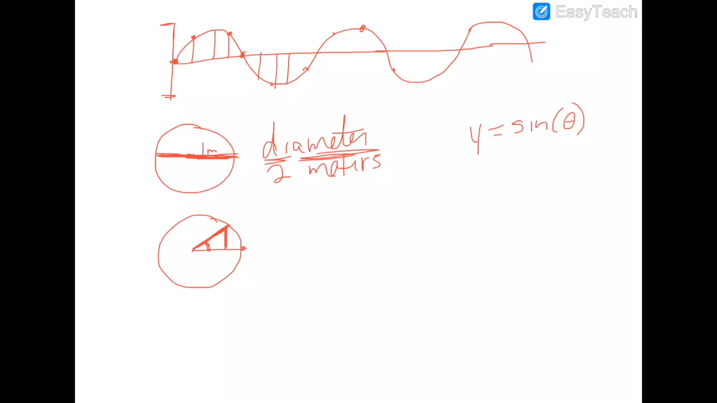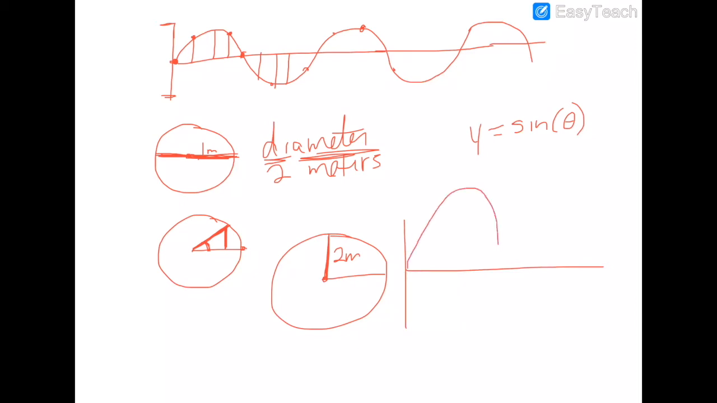Okay, what would happen if I had, instead of a unit circle, a bigger circle, right? A bigger circle with, like, a 2 meter radius. Well, what would that do on my graph?